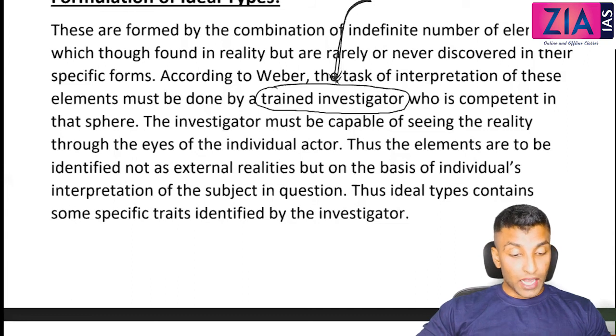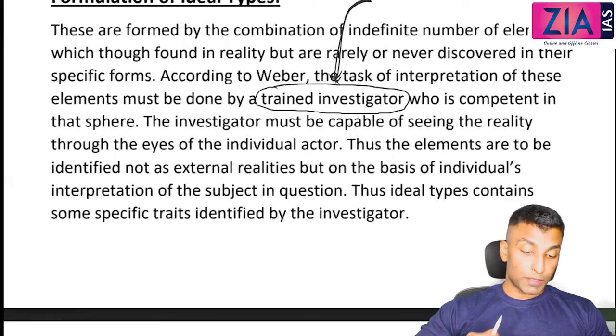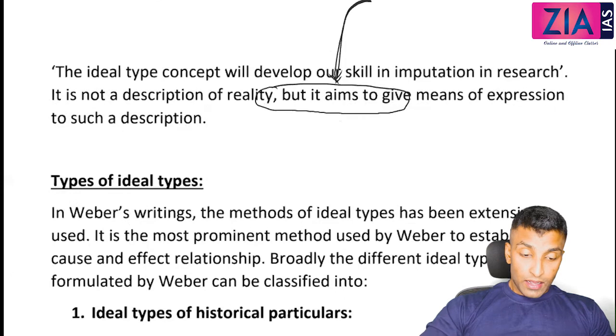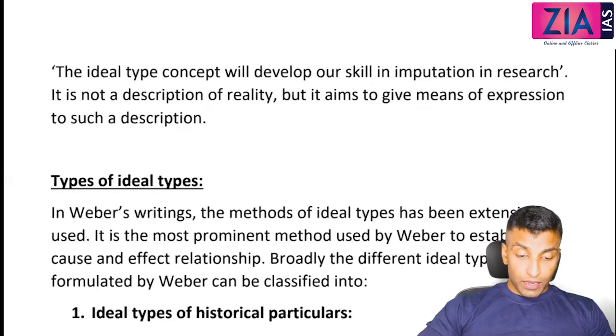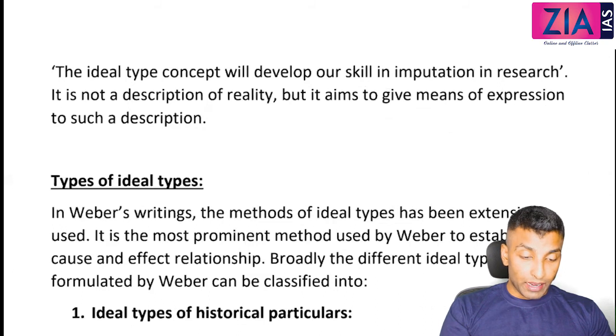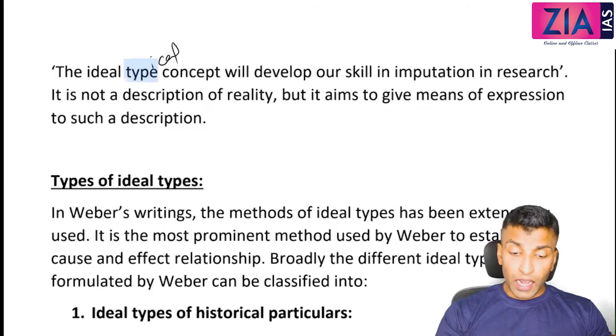Thus, the elements are to be identified not as an external reality, but on the basis of the individual's interpretation of the subject in question. Thus, ideal types contain some specific traits identified by the investigator. The ideal type concept, so this is a statement which you can write. The ideal typical concept will develop our skill in imputation in research.